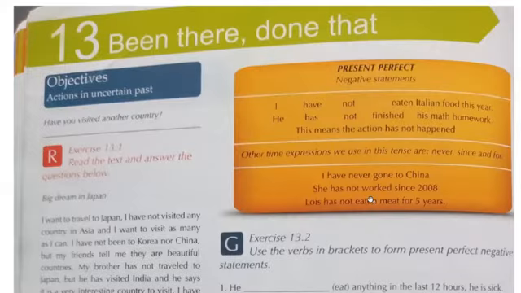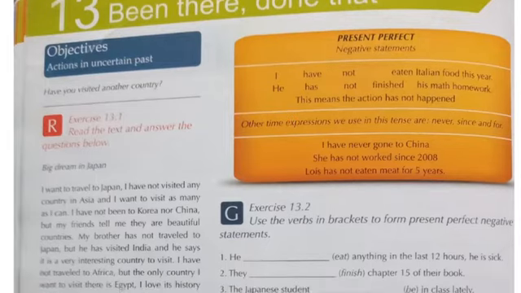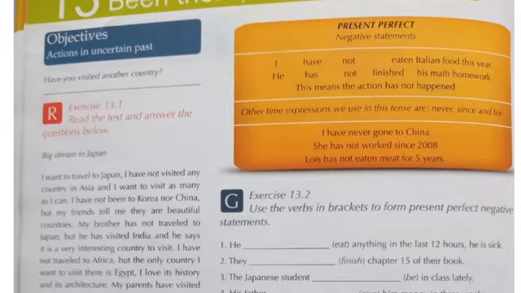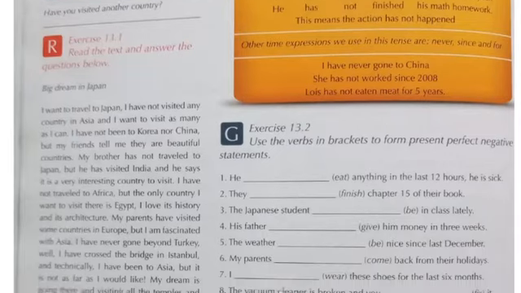Okay, I'm going to explain how to answer the exercises from your book. First, we're going to check 2 units from your book, and this is the second unit, unit 13, called Been There, Done That. Objectives: actions in uncertain past. Now we're going to solve exercise 13.1, that says read the text and answer the questions below.